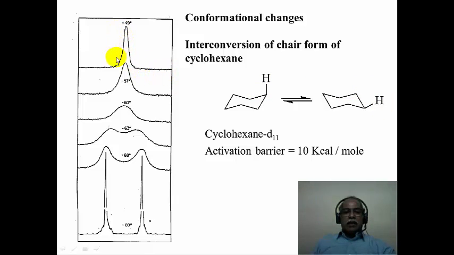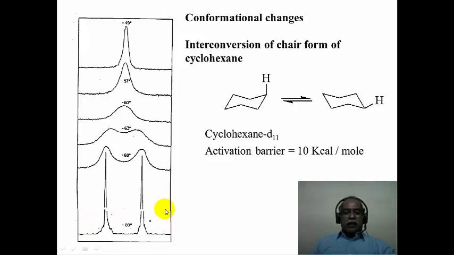What you see is only one signal corresponding to the average of the two states, namely the axial state as well as the equatorial state. In other words, even at minus 50 degrees Celsius, the rapid interconversion is taking place, and in the NMR timescale, NMR is unable to distinguish whether the hydrogen is residing in the axial state or in the equatorial state. What it gives is an average signal corresponding to neither of the states of the hydrogen being present in either axial or in the equatorial position.